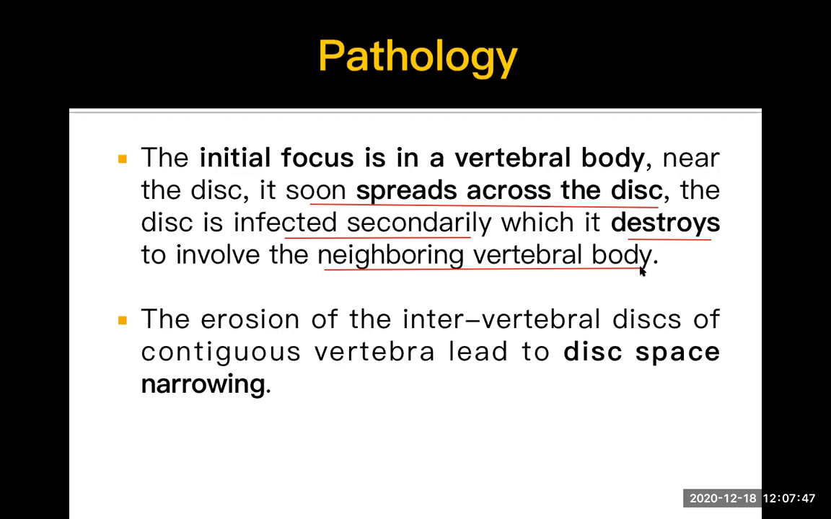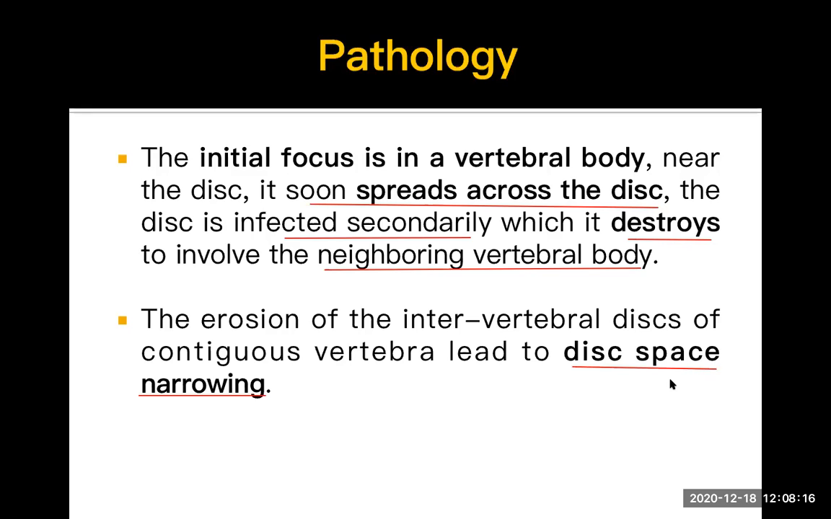The intervertebral disc is completely destroyed by the tubercular disease, and then the vertebra which is above or below is also affected. The erosion of the intervertebral disc of the contiguous vertebra leads to disc space narrowing and formation of deformity. So in the beginning, what happens? There is a collapse or destruction of the disc. So what will happen now?